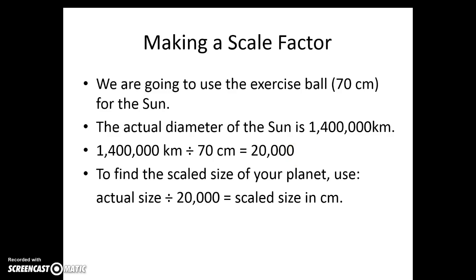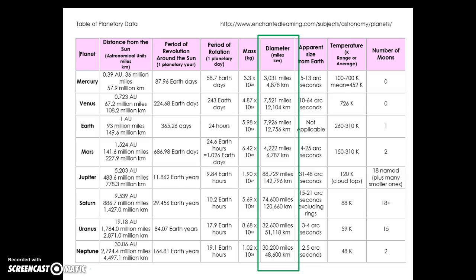So in the part that says how will we determine our scale, to find the scaled size of the planet, you will write actual size of the planet divided by 20,000 equals scaled size in centimeters. This is important, that you understand that your size is in centimeters. Some of your answers are going to be decimals, like 0.2, 0.4, 0.6. That means that your answer is in millimeters, so make sure you know centimeters versus millimeters.